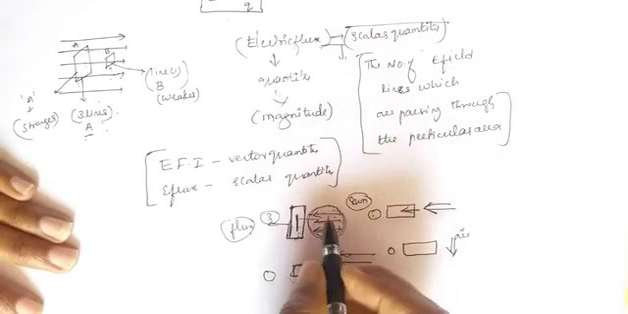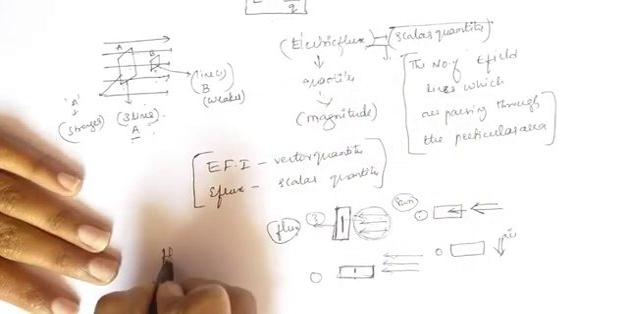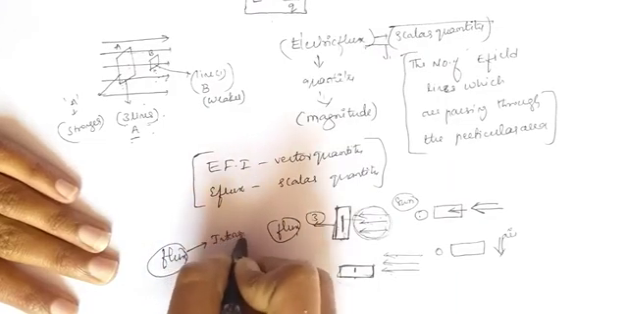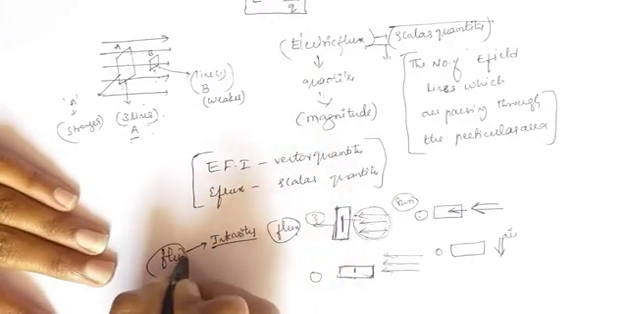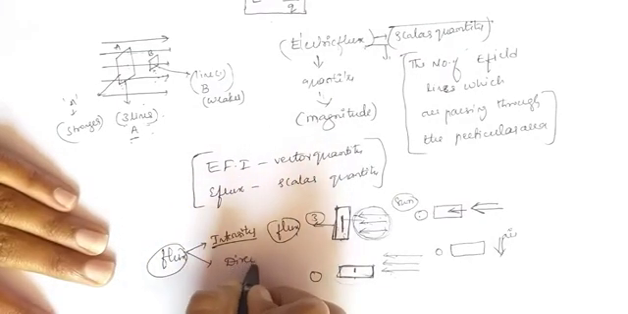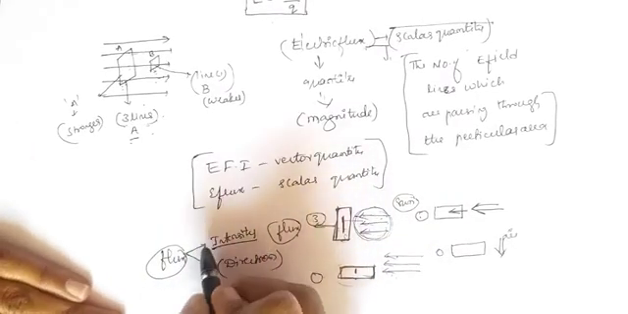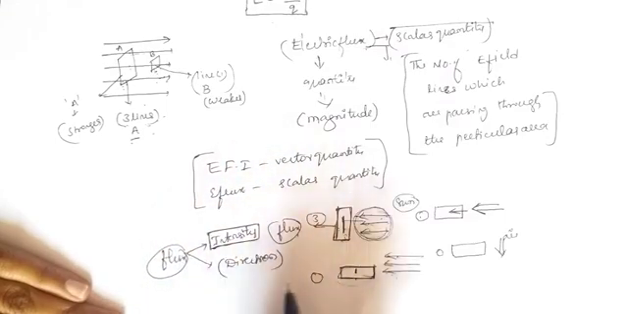So that means the flux mainly depends on two things. One is the intensity of the field, and another is the direction of the rays. Intensity means the number of field lines entering through that area, and direction means in which direction they are coming.